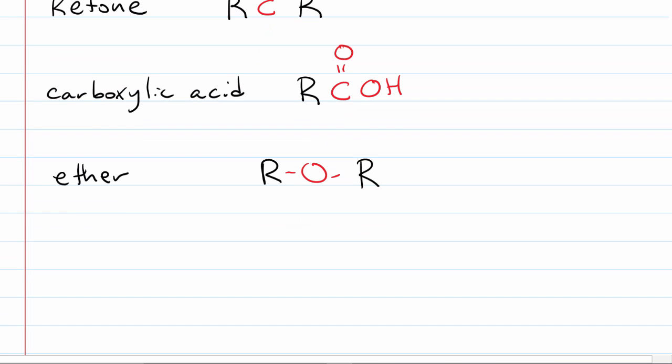And then the last of these is a classification of compounds that we call esters. And esters have a general formula of R, then a C double bond O, O, R out here on the end.